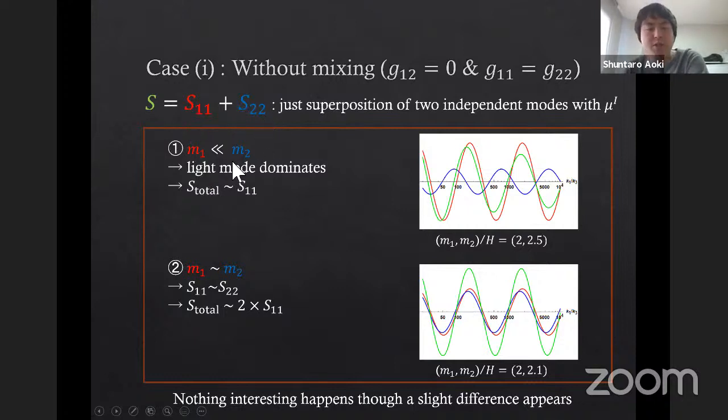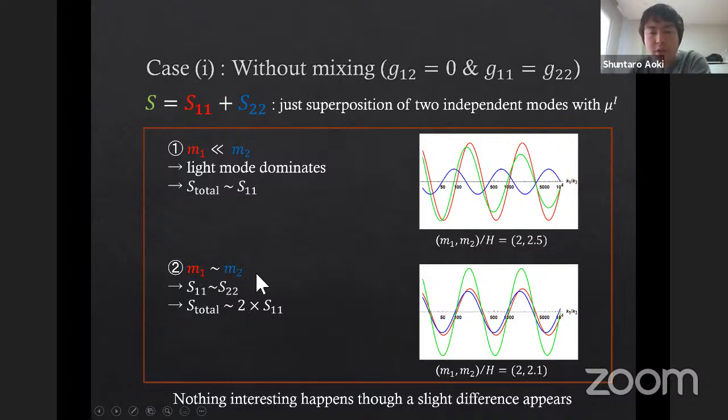Okay, first let me consider the situation where M1 is much smaller than M2. Then, as I said in the previous slide, the lighter mode dominates, and the total shape function is given by this form. So you can see in this figure, I choose the parameters in this way. You can see the green line, the total one, is almost governed by the red one, the lighter mode.